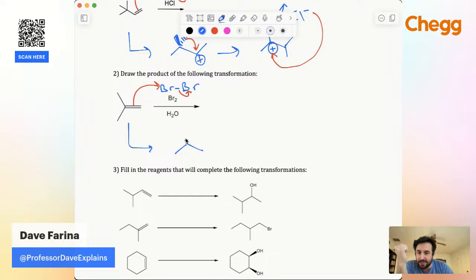So we have, let's just do it like this. Let's add, I like our dashes and wedges here. So we have the bromonium ion intermediate. Now, the thing is, if this was not aqueous, regular dihalogenation, we know there's a bromide ion that would go and attack over here, pop that open.